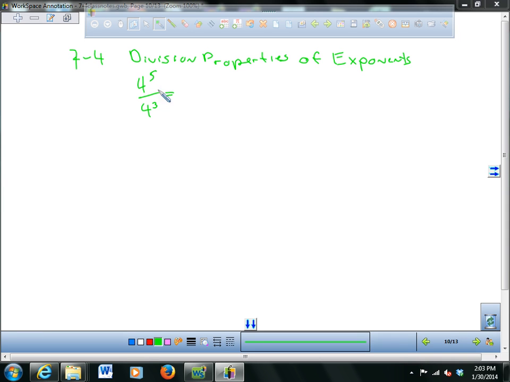Division properties of exponents. 4 to the 5th over 4 to the 3rd. Who knows what that is? Okay, what do you know what it is, Michael? Well, 4 to the 5th times 4 to the negative 3rd. So when you combine them, you just subtract 4 to the 3rd from 4 to the 5th. Very nice.